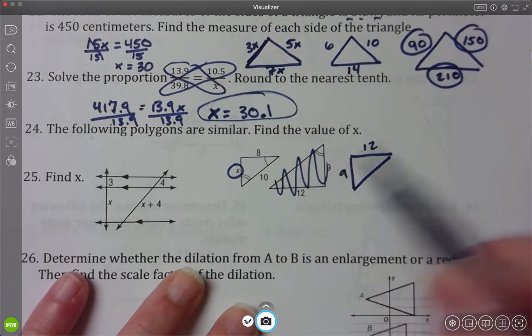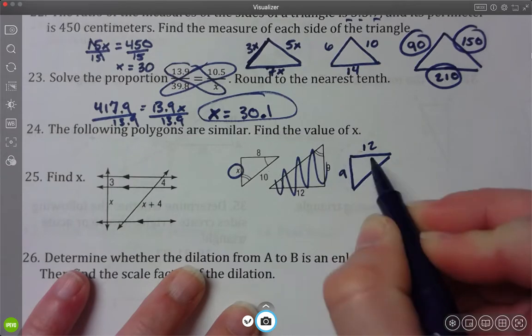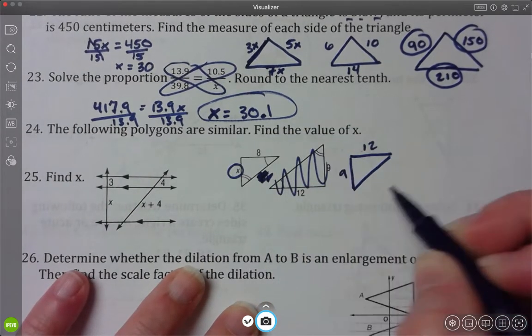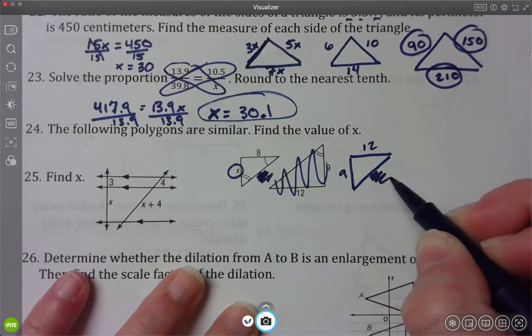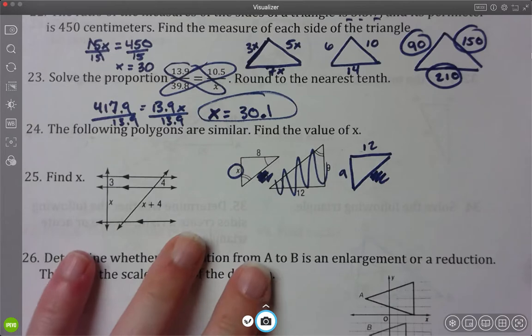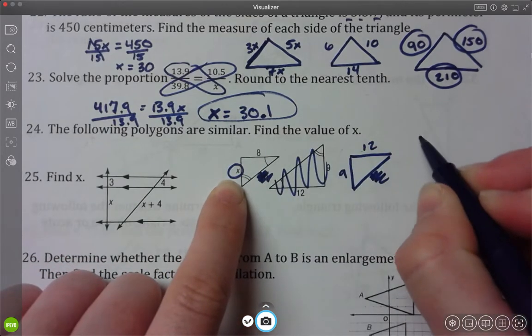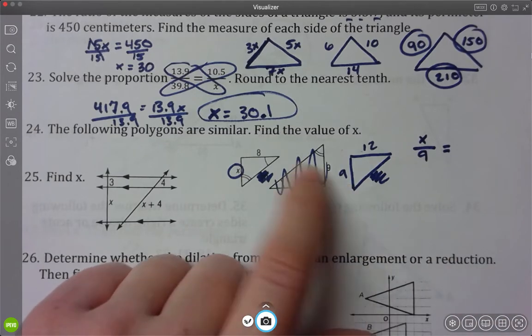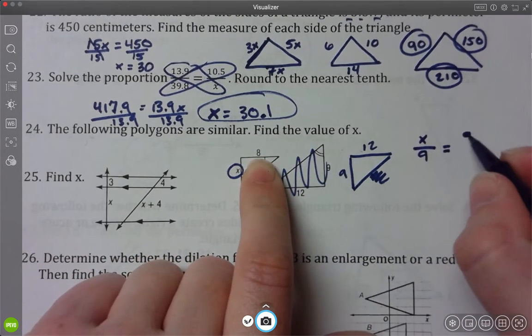Okay, so now I can kind of see how these two are going to relate to each other. This 10 really is not ever going to be used because I don't have a side here, but I can use the other 4 pieces to make a proportion. So let's start with x. X on this triangle corresponds to the side 9 on this one, and 8 for this one corresponds to 12.